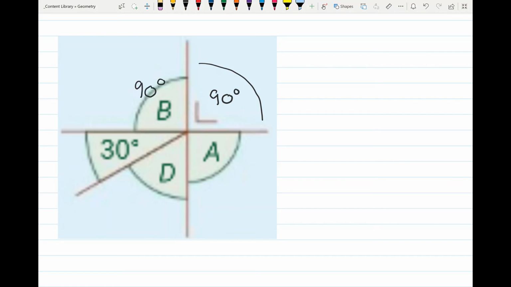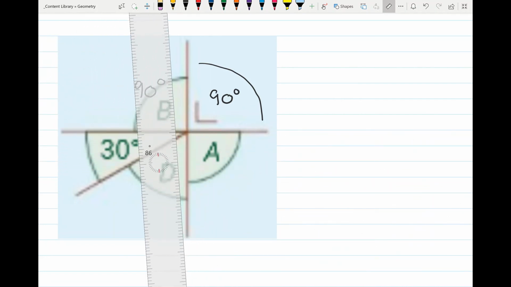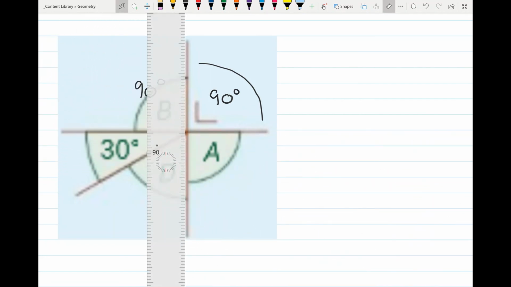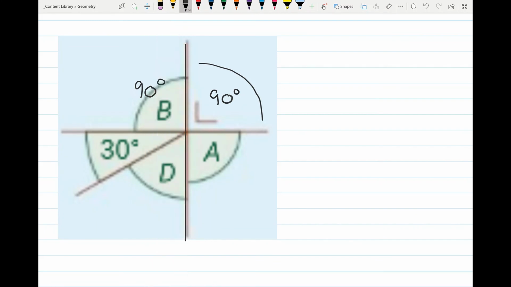We can draw a straight line vertically, coming down, and do a similar process to find A. Or we could also say that A is vertically opposite to B. So A is also going to be 90 degrees.